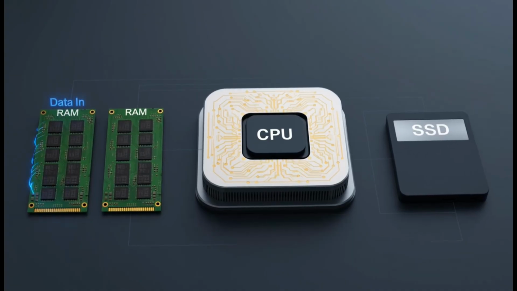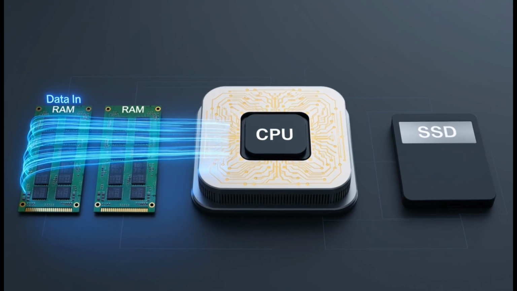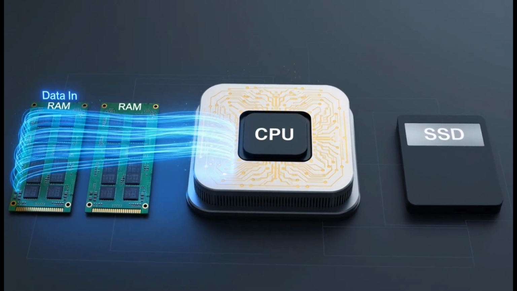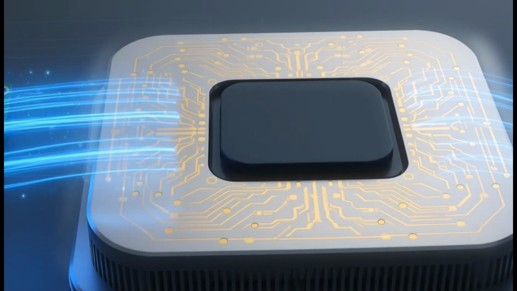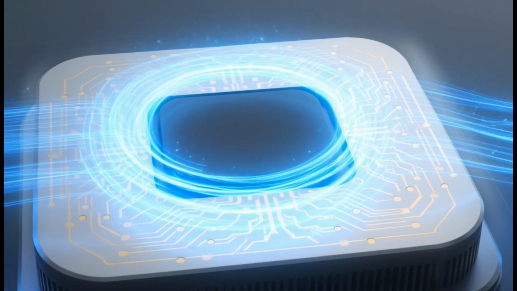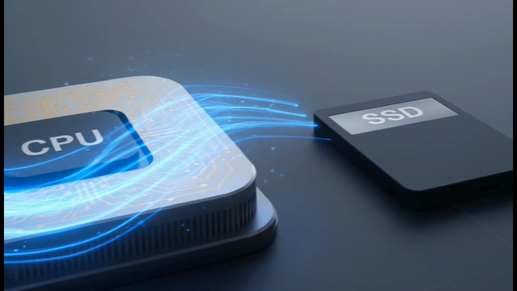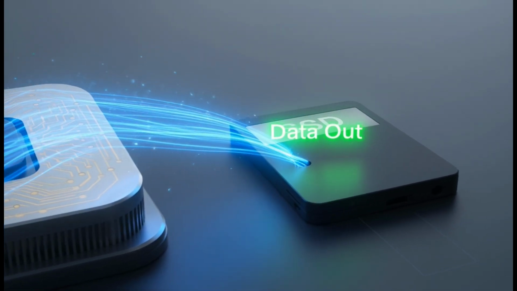RAM is your computer's short-term memory. It temporarily stores data that the CPU needs right now. Not later, not permanently, right now. Unlike your SSD or hard drive, RAM is extremely fast, but it forgets everything when power is turned off. That's why it's called volatile memory.